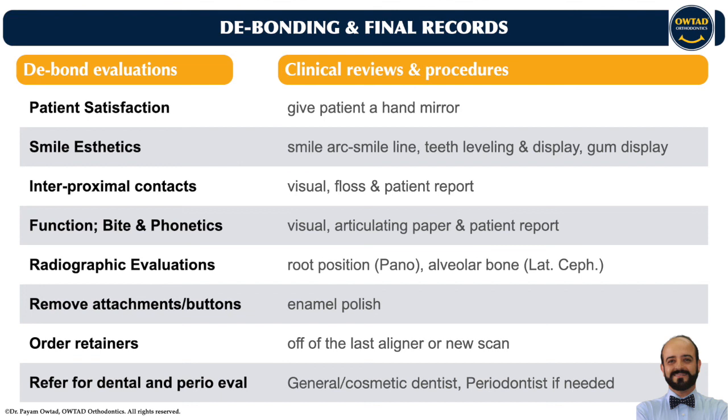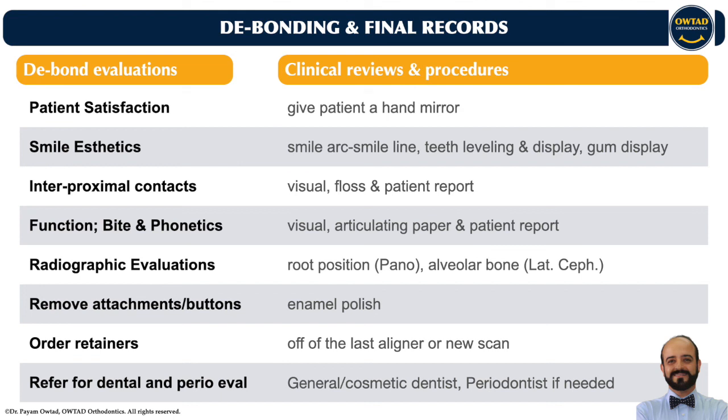Phonetics, I've never had anybody complaining, saying I'm lisping because of the position of my teeth, or I'm a singer and something is going to change. Usually the tongue adapts for it. So phonetics, I just put it in there for the comprehensiveness of this check. And then radiographic evaluation is just the root position, it's important to see the tips of the roots are not kissing, or they're not too far off. That pushes the stability out.